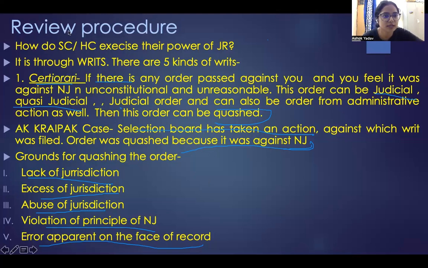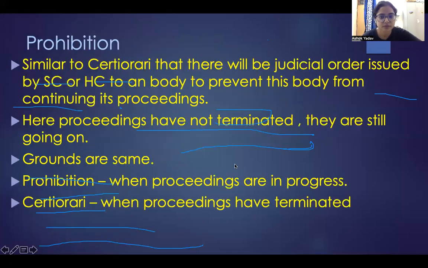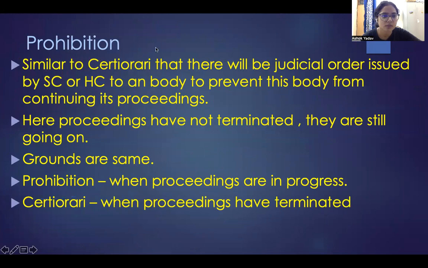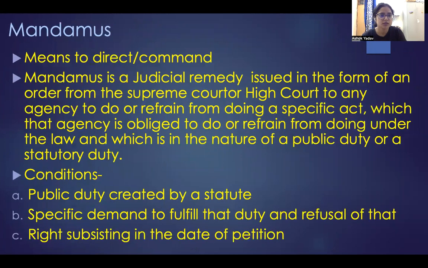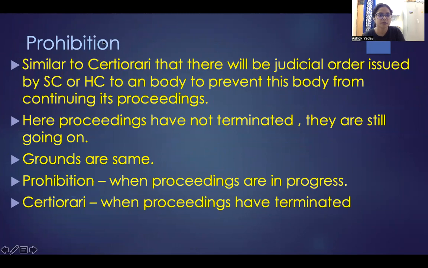Fine. Now let's go to the other slide. The second writ that we are going to discuss is prohibition. It is almost similar to the writ of certiorari, in that there will be a judicial order issued by the Supreme Court or High Court to a body to prevent this body from continuing the proceedings, right? Here what you're doing is prohibiting the body from continuing its proceedings.